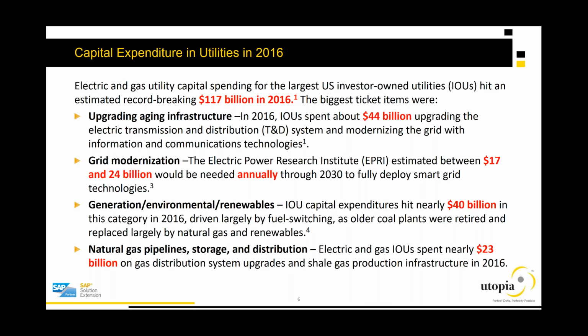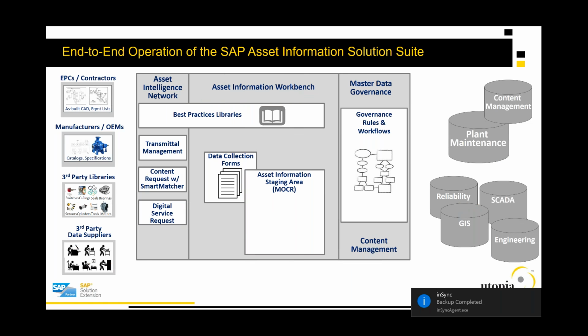Now, that equates to a lot of new assets being added to the networks, assets that have information that needs to be put into the ERP systems, into the maintenance management systems, so that these assets can be maintained accurately and effectively throughout their life cycle. And the process that goes through that is around where does all this information come from? How do you get it into your systems? And this information comes from multiple places.